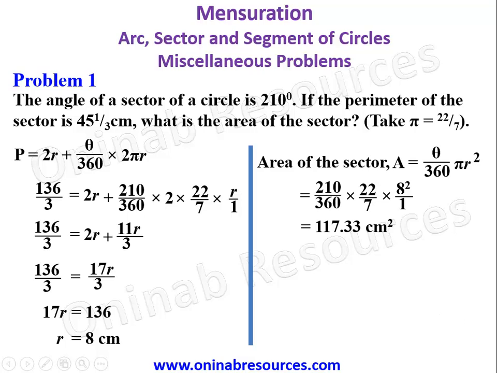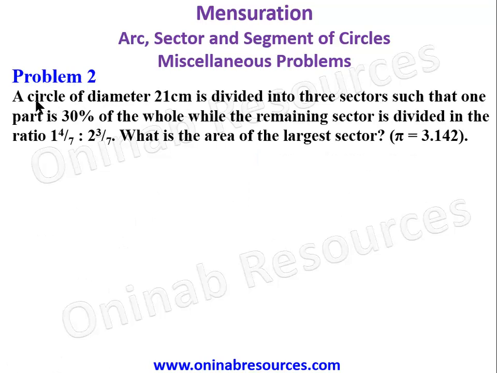So we go ahead to problem 2. A circle of diameter 21 centimeters is divided into 3 sectors, such that one part is 30% of the whole, while the remaining sector is divided in the ratio 1 4/7 to 2 3/7. What is the area of the largest sector? We take pi to be 3.142.